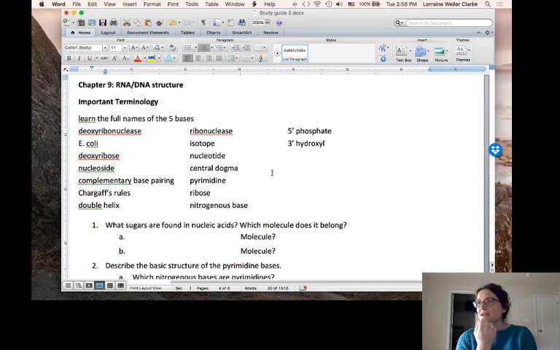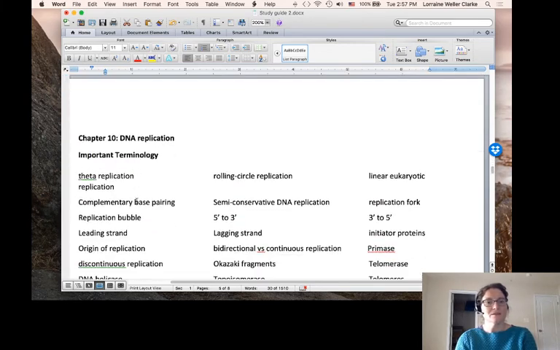Okay, this one has a little bit less calculations in it, mostly. Again, maybe some of the ratios. Making sure you can do Chargaff's rules properly and that kind of thing. But again, not as much calculation as some of the previous ones.